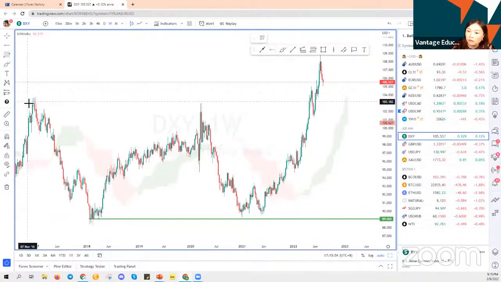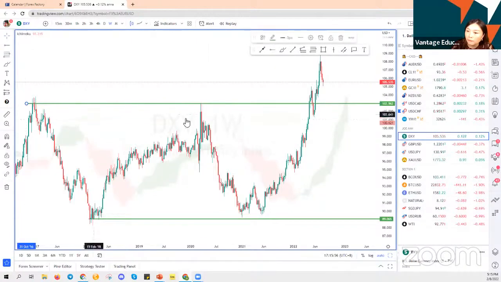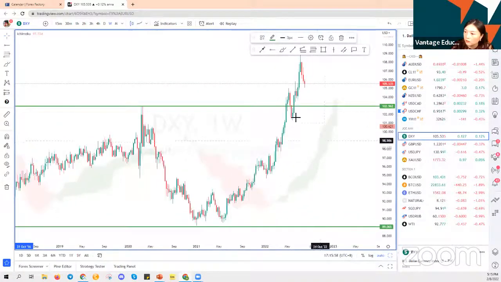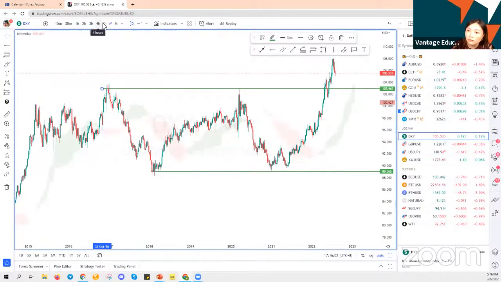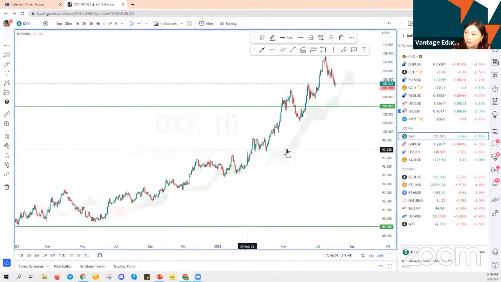Okay, another key level here. Okay, failed to break, but it broke here. So it's a very strong bullish trend. Then I'll zoom in to the daily.